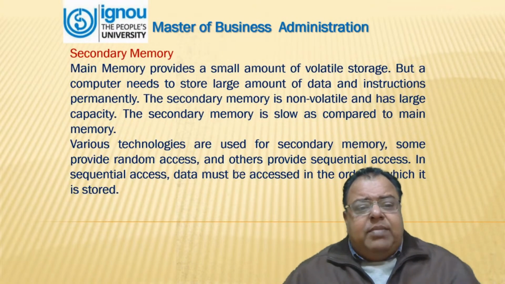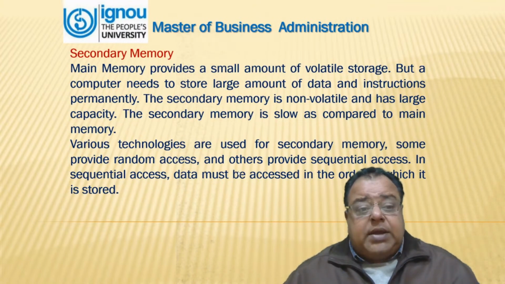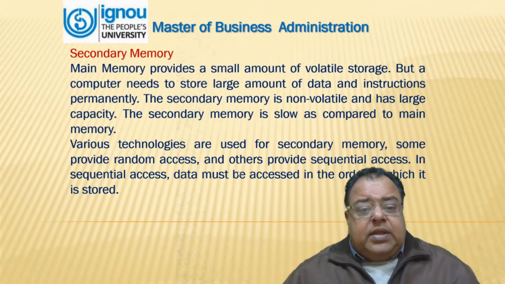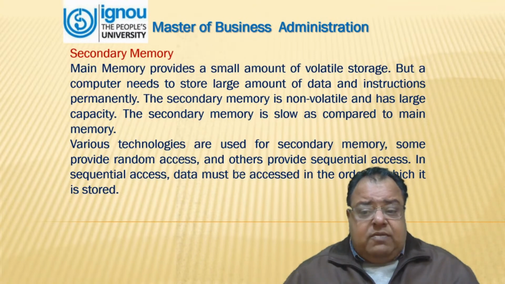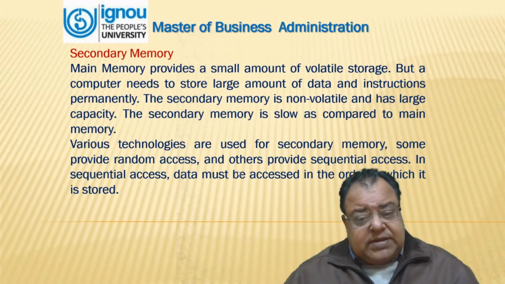Secondary memory. Main memory provides a small amount of volatile storage, but a computer needs to store a large amount of data and instructions permanently. The secondary memory is non-volatile and has large capacity. The secondary memory is slow as compared to main memory. Various technologies are used for secondary memory. Some provide random access and others provide sequential access.